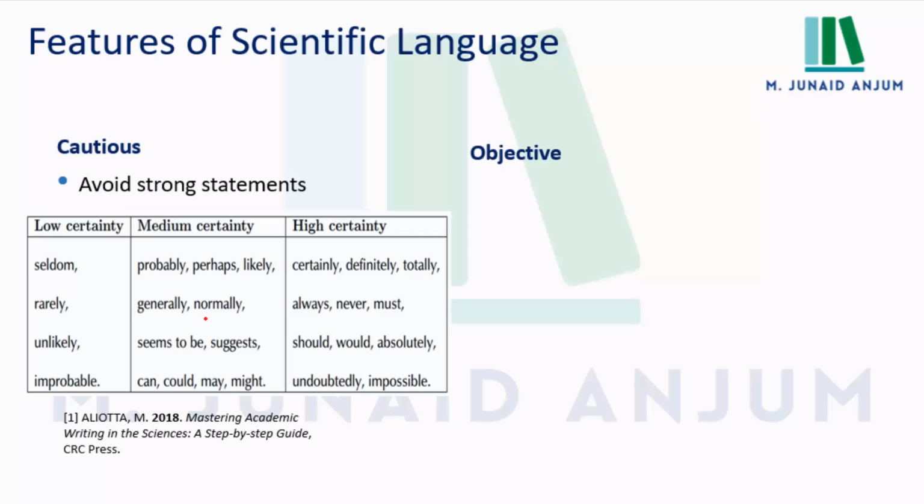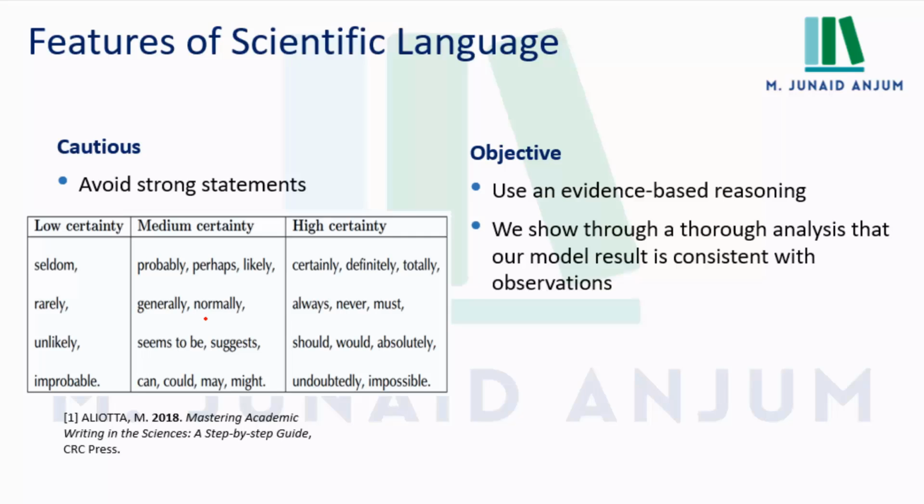The next is objective. Use evidence-based reasoning. For example, "We show through a thorough analysis that our model results are consistent with observation, and we believe our model results to be true." You can see that this is not objective. It is your belief, but here you are giving the results with reference to some analysis. So this is the good thing.